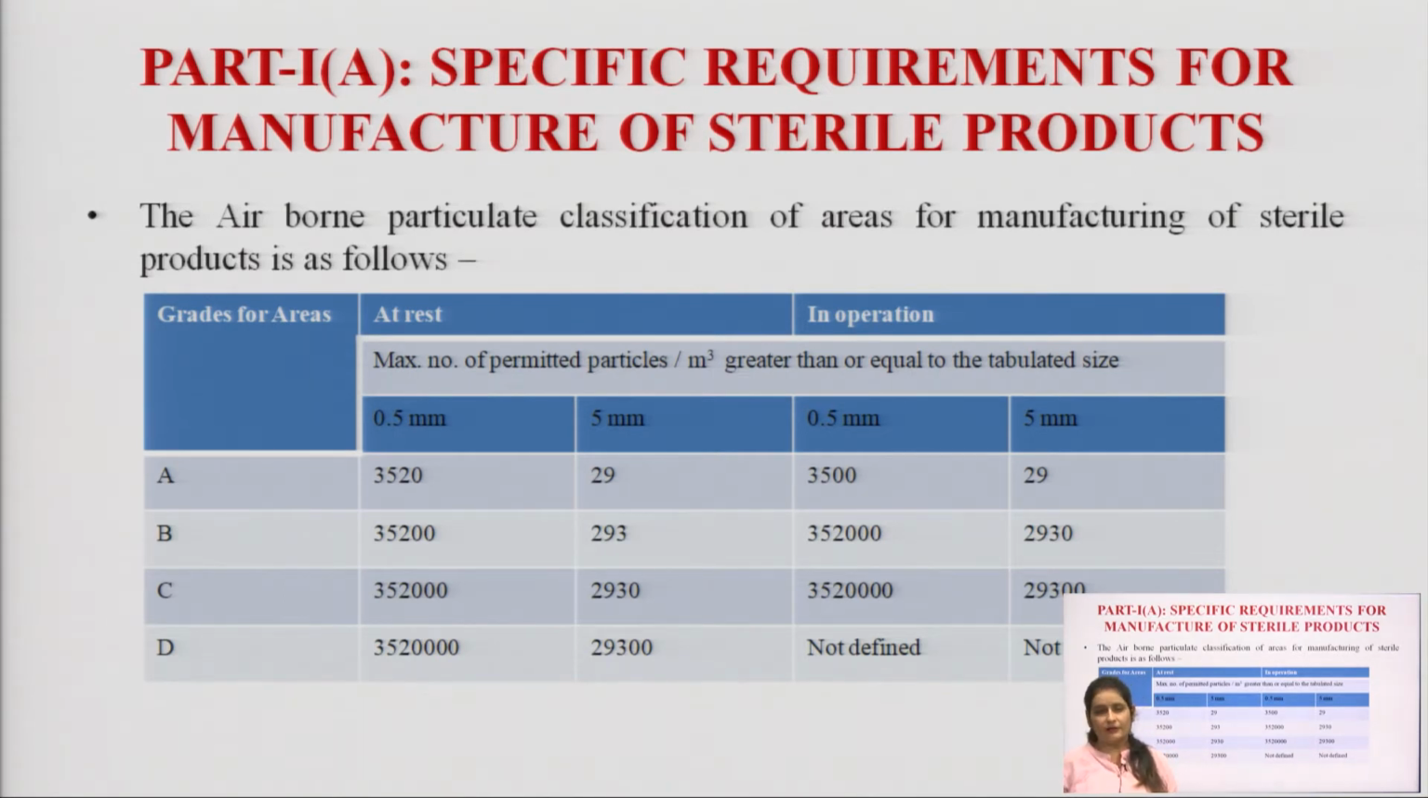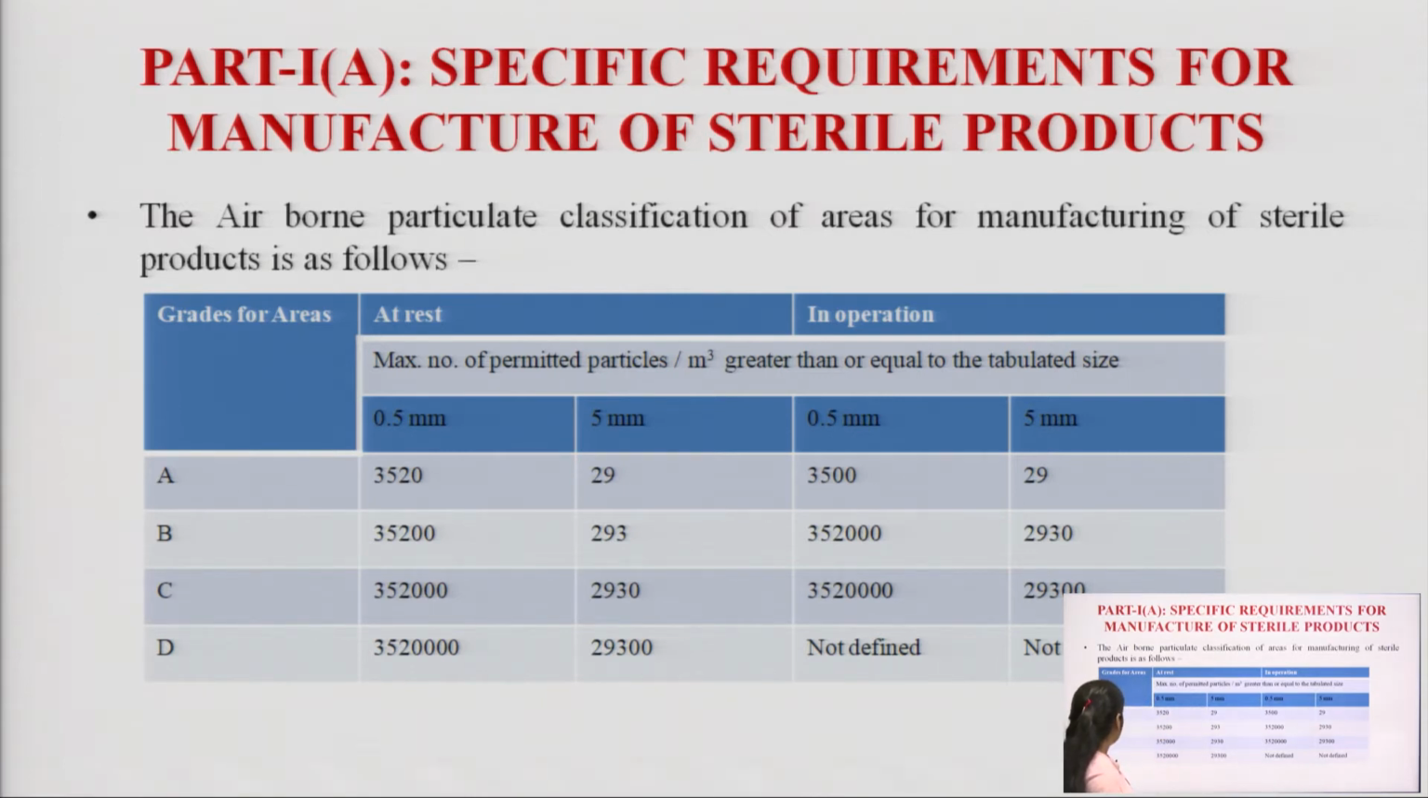Airborne particulate classification is given below. There are different grades for areas: grade A, grade B, grade C and grade D. Here, according to the at rest position of equipment and the in operation position of equipment, the classification is given below. Maximum number of permitted particles per cubic meter greater than or equal to tabulated size, according to 0.5 micron and 5 micron.